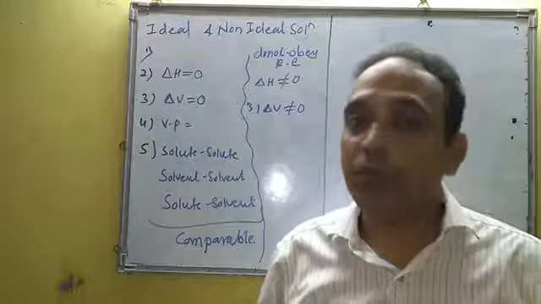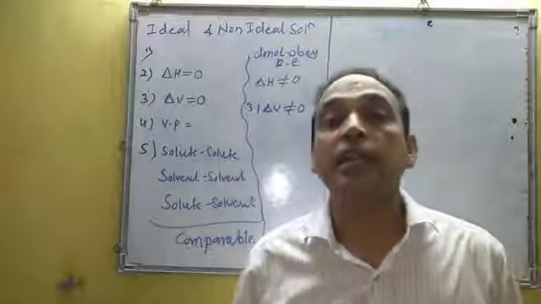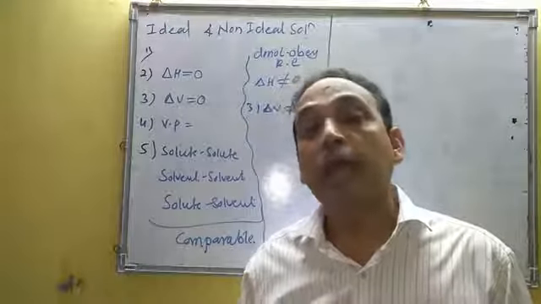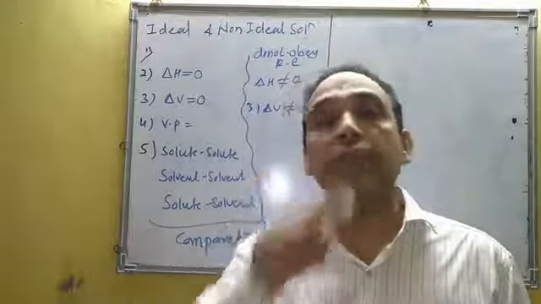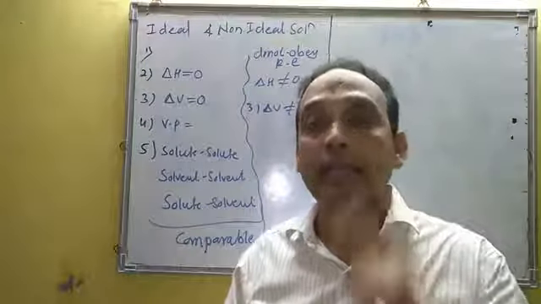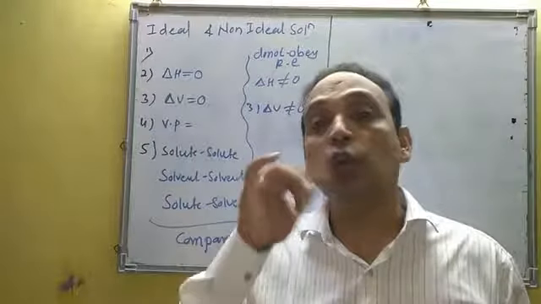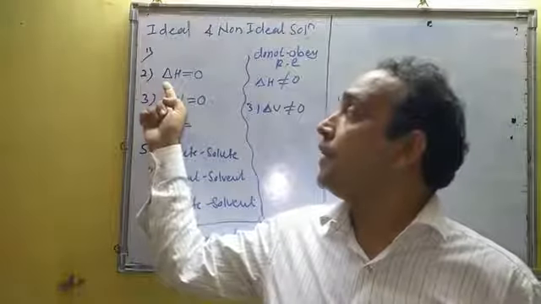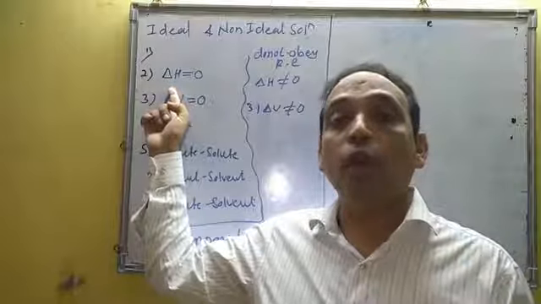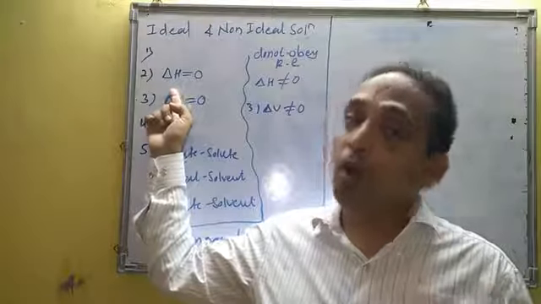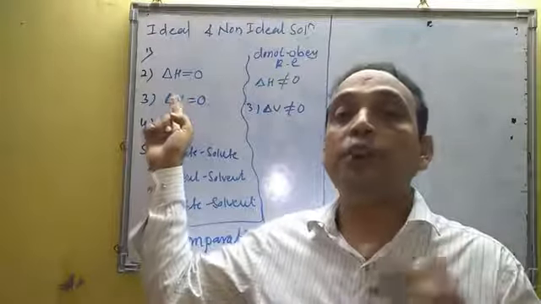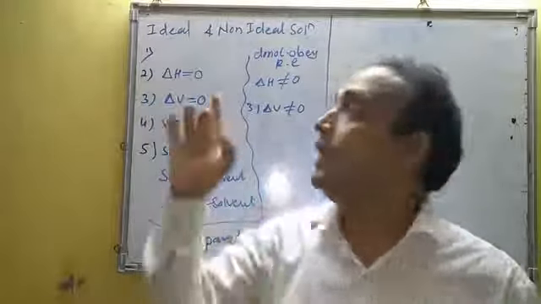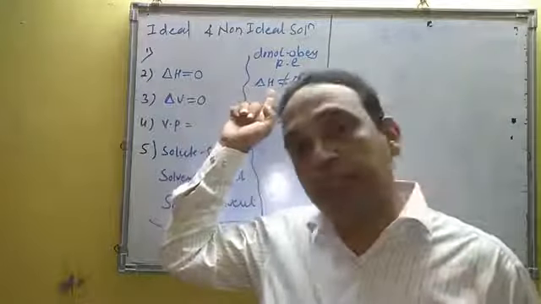So let me revise this part. What is ideal solution? The solution of two or more components which obey Raoult's law over an entire range of concentration is called ideal solution. And the solution which does not obey Raoult's law is non-ideal solution. Now, heat will not be absorbed or evolved when two components form the ideal solution. Means in ideal solution, there is no change in heat. In non-ideal solution, there will be change in heat.